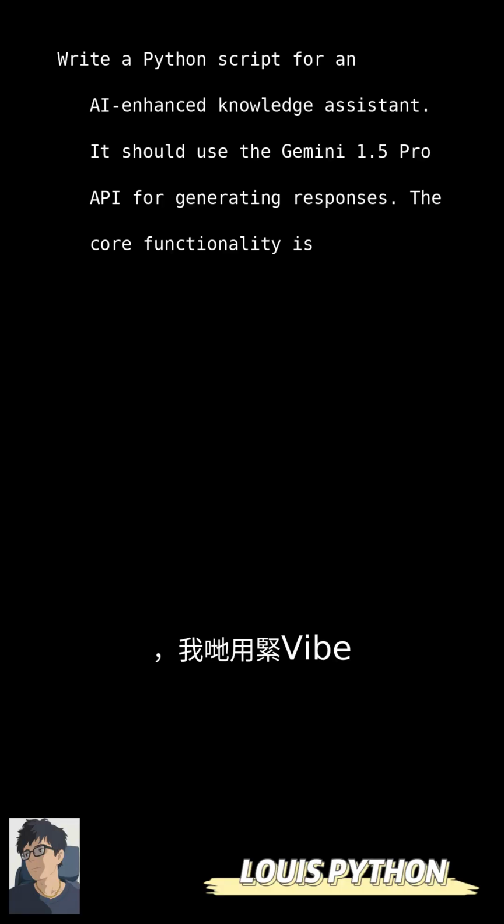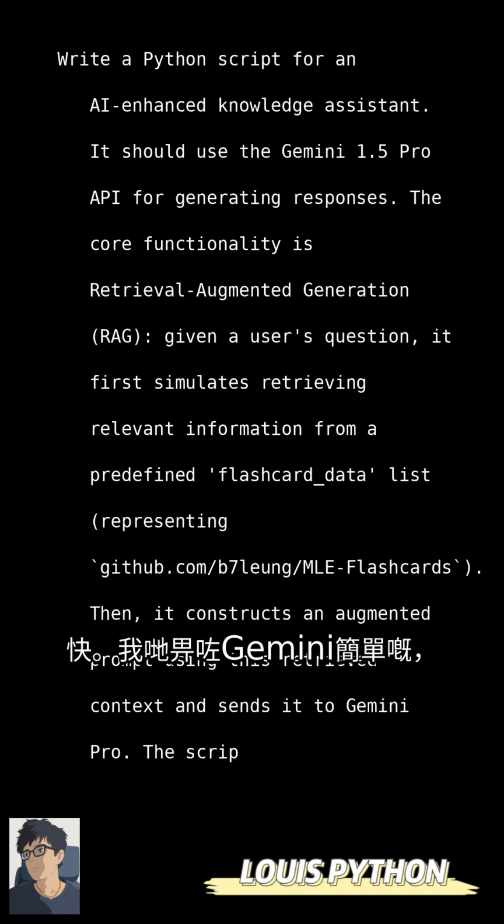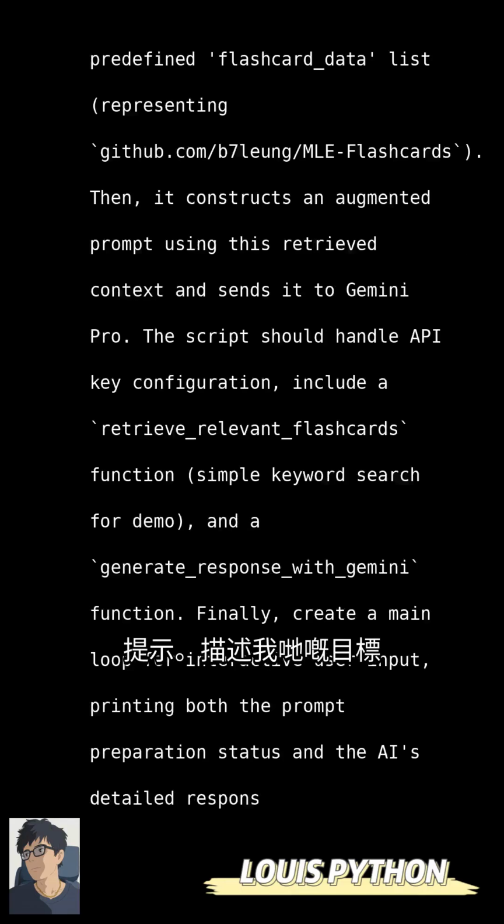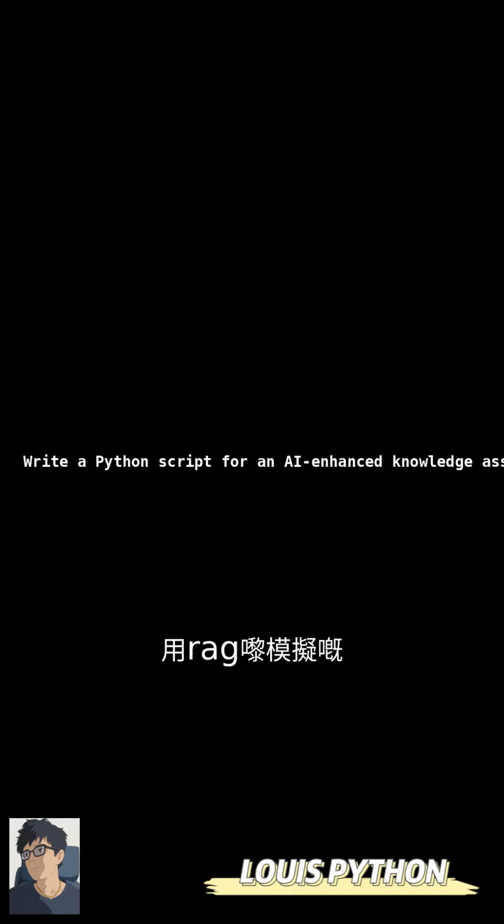We're using vibe coding to get this done fast. We gave Gemini a simple prompt describing our goal, an AI knowledge assistant that uses RAG with simulated flashcard data. We asked it to build the retrieval functions, the Gemini API call, and the main interactive loop.